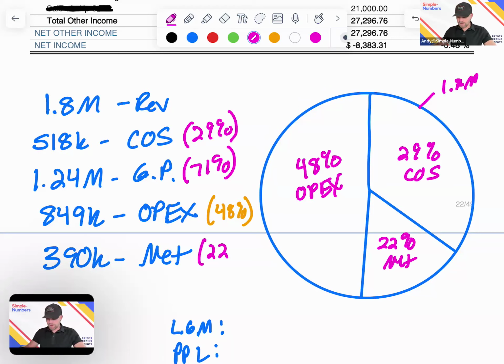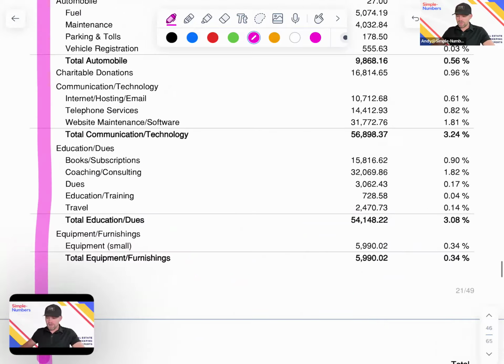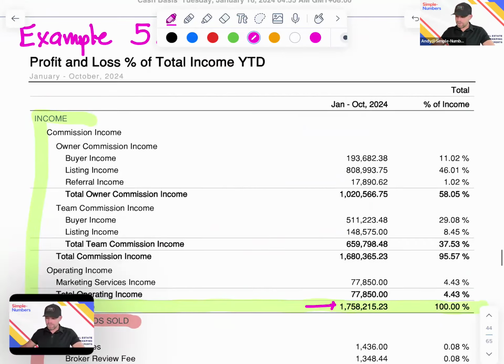So 22%. Now, first thing I'd ask is, well, how much production did the owner do? But I can tell right off the bat, his cost of sales is already really pretty low. I don't think that's going to be the issue here. The issue is going to be that our operating expenses are almost 50% of the equation. Okay. So he didn't do that. Yeah, he did do that much.